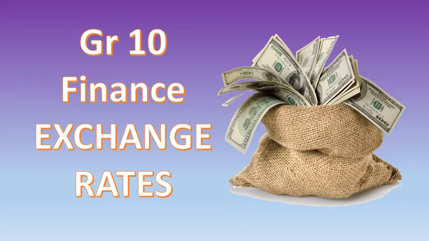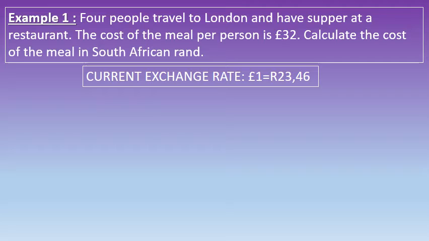Grade 10s, you have been really lucky this week to be covering such an easy section, and the easy maths continues, especially when it comes to exchange rates. First things first, 4 people travel to London and have supper at a restaurant. The cost of the meal per person is £32. Calculate the cost of the meal in South African rand, and the current exchange rate as of today is £1 costs us 23 rand 46 cents.